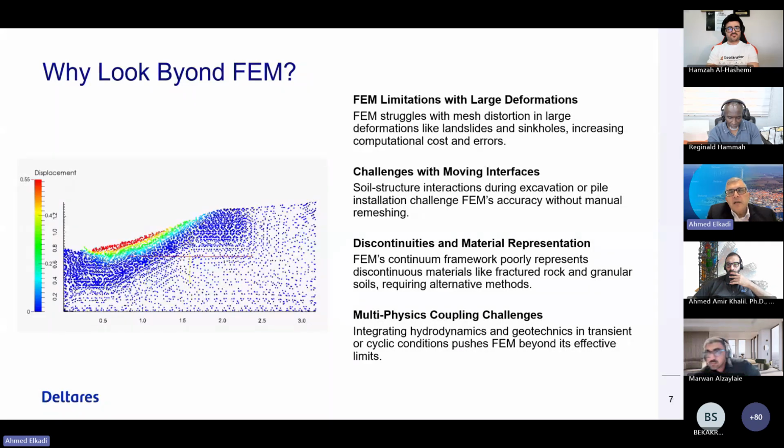In multi-physics, we see finite element can work to a certain extent, but in some of the multi-physics problems, and we know that if we really want to go into transient and semi-saturated or partially saturated conditions, there are some issues there as well.